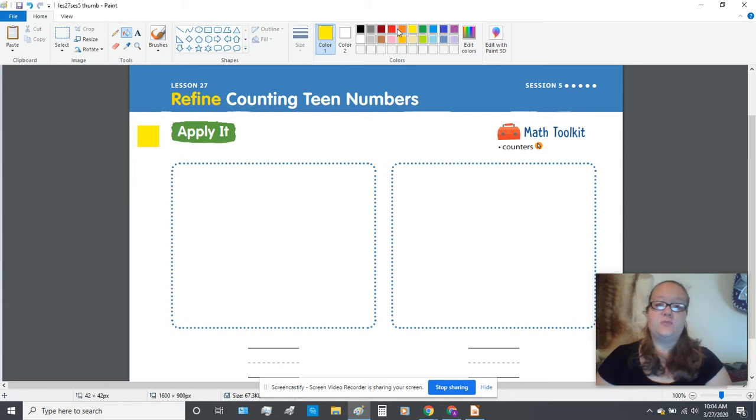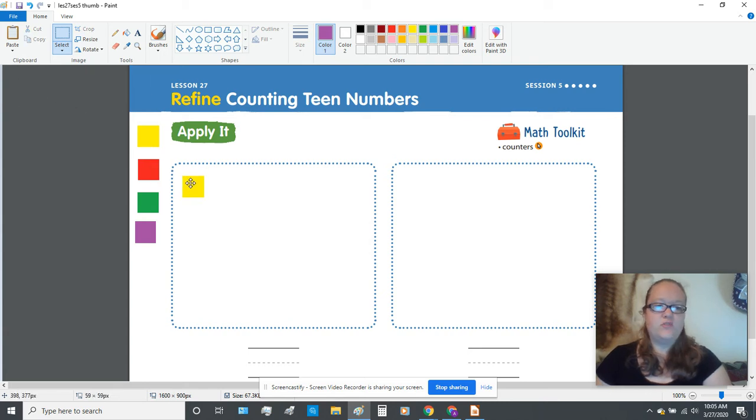So go ahead and get your cubes ready, because we're going to be building teen numbers and writing what teen number we made, okay? I'm going to do the first one with you, but I'm going to leave the second one all you, okay? So as I'm building with my computer blocks here, you're going to follow along with your cubes, okay? So watch what I do.